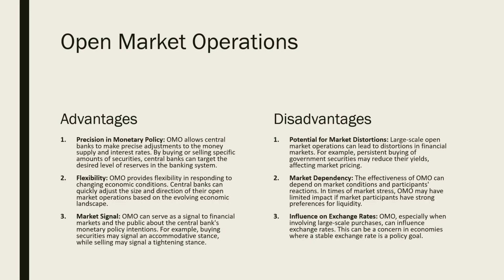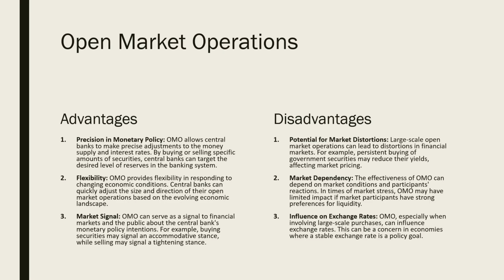And then, of course, market signal, you can also read up what that's about, because it's able to clearly communicate its intentions in the economy through the securities that it buys. So economic players are able to understand the reasons around it, and they're also able to adjust in order to make sure that they are cooperating with the monetary policy of the Reserve Bank. Disadvantages is potential for market distortions. So persistently buying government securities can reduce the amount that they yield, which would affect market pricing.